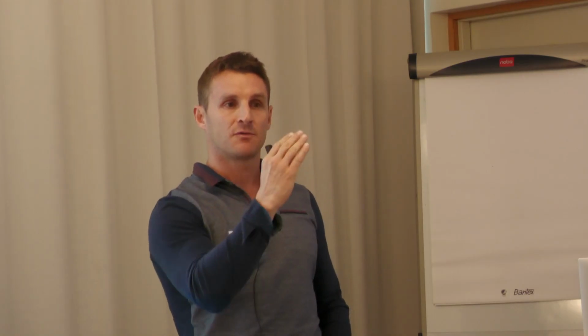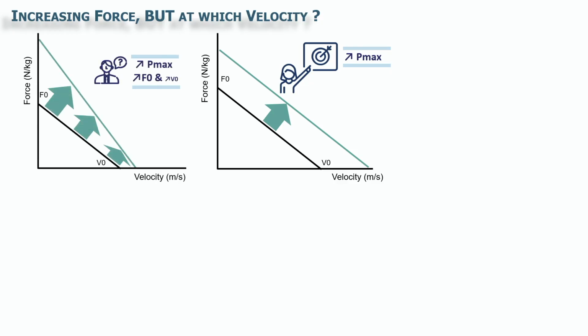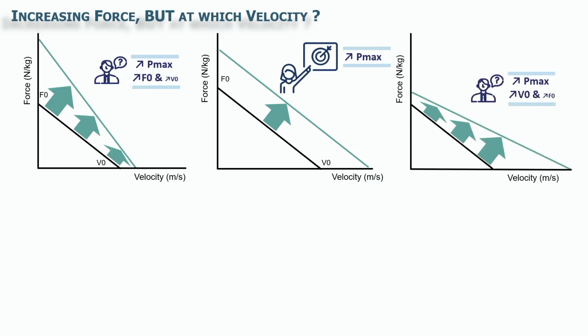So now if you want to improve the performance, you have to shift the force velocity relationship, the force production capacity, onto the top and the right. So you have to increase the maximal power. When you shift the force velocity relationship like this, you increase the maximal power. But you can also shift the force velocity relationship by changing the orientation, the slope of the force velocity relationship. Here you can increase the maximal power by increasing F0 more than V0, or the opposite.